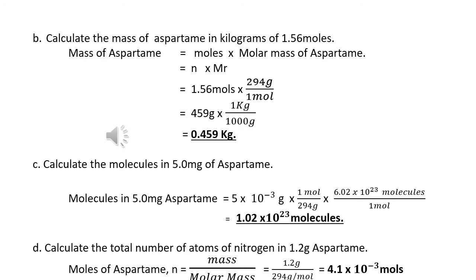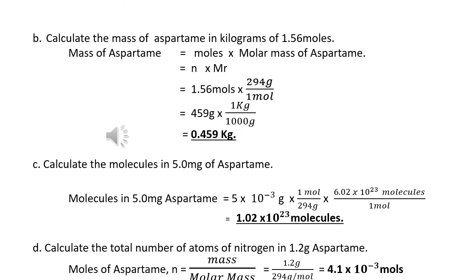To calculate the molecules in 5.0 milligram of aspartame, the first thing is to convert milligram to gram, which is 5 times 10 to the power negative 3. The second step is to change mass to moles by dividing mass with molar mass. We also know that 1 mole of substance has 6.02 times 10 to the power 23 molecules.